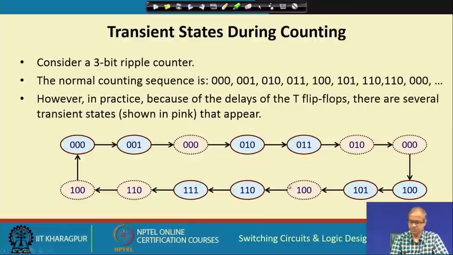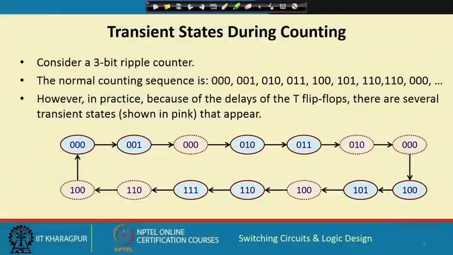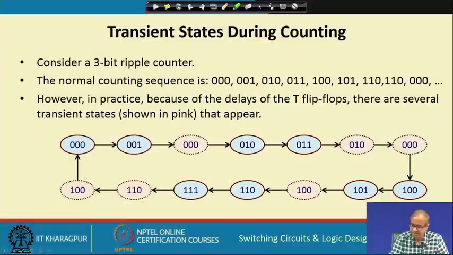Now, one observation we have not discussed yet: I mentioned in the beginning that whenever a ripple counter is counting, there will be some intermediate transient states, because all the flip flops are not changing state simultaneously; there will be some delay. Here I am showing the real state transition diagram of a ripple counter, where the blue states are the permanent states and the pink marked states are the temporary states.